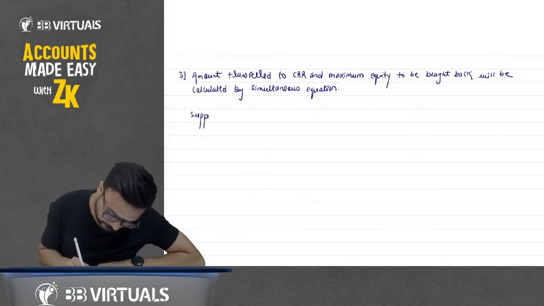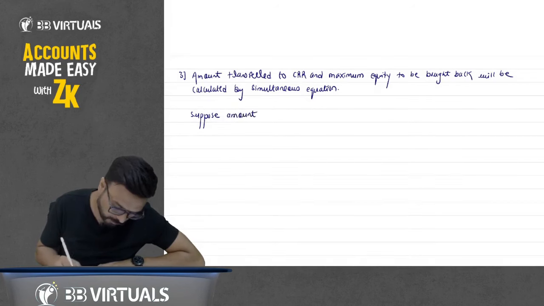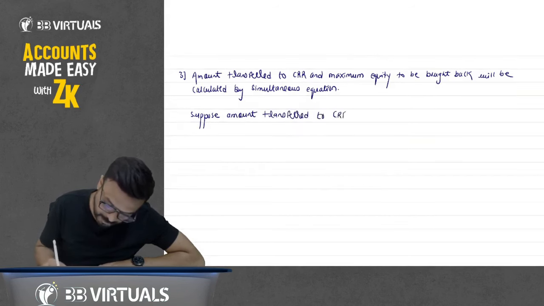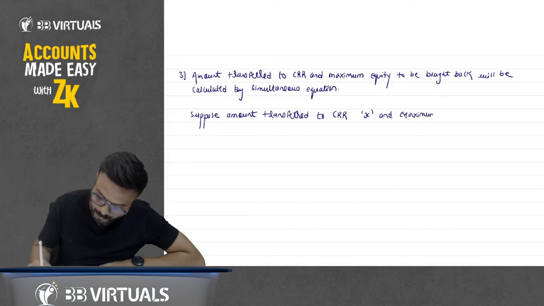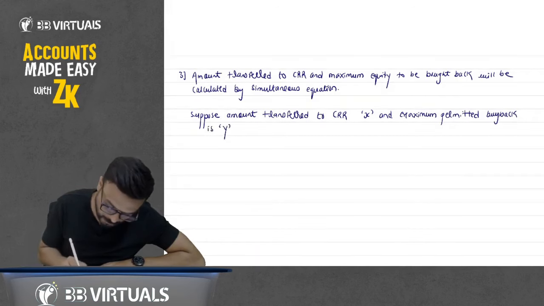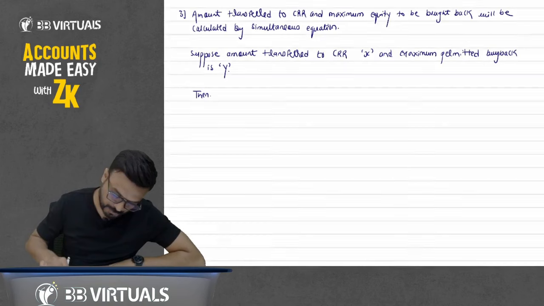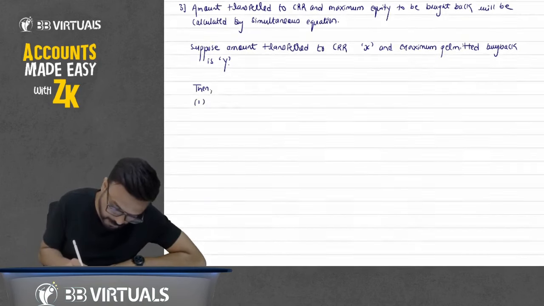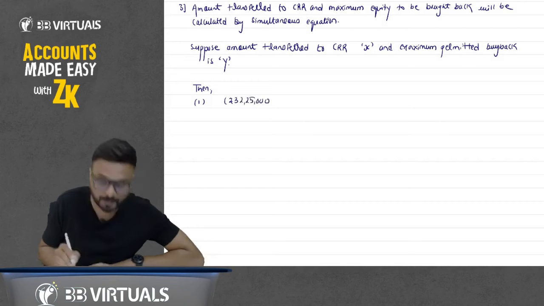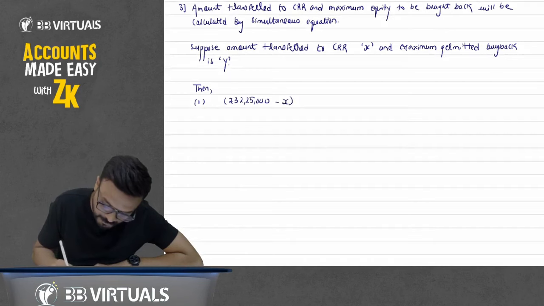Write down here: suppose the amount transferred to CRR is X and the maximum permitted buyback is Y. Then the first equation is: I have 32,25,000 as the present paid up capital and free reserve. Some amount will be transferred to CRR and some should be maintained, that is 24,12,500.